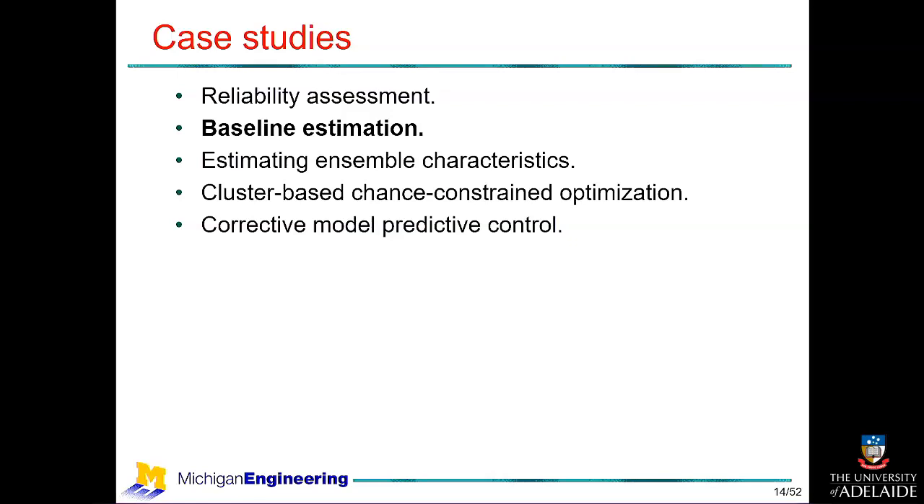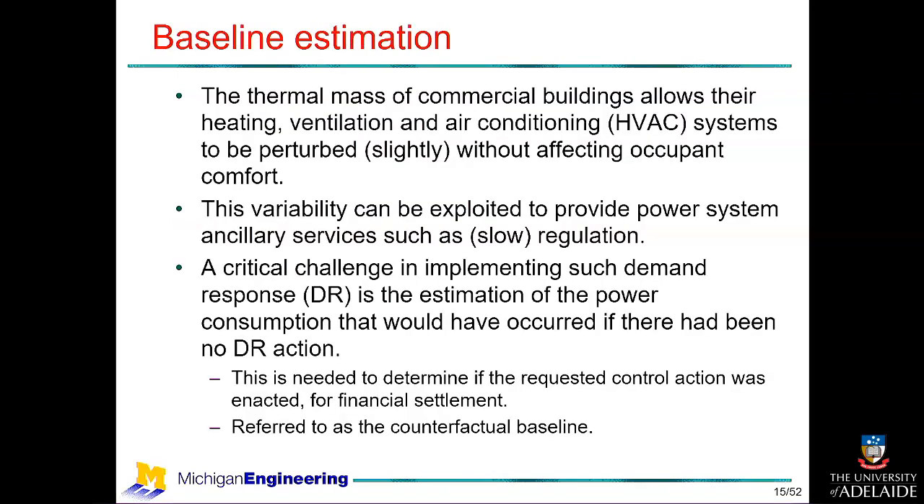So this baseline estimation motivation: we've had a few projects that are looking at utilizing large building HVAC systems. The next case study is looking at a large building air conditioner. The idea is that there's sufficient thermal mass in a large building that you can perturb, in our case the fan power, without any perceptible impact on occupant comfort.